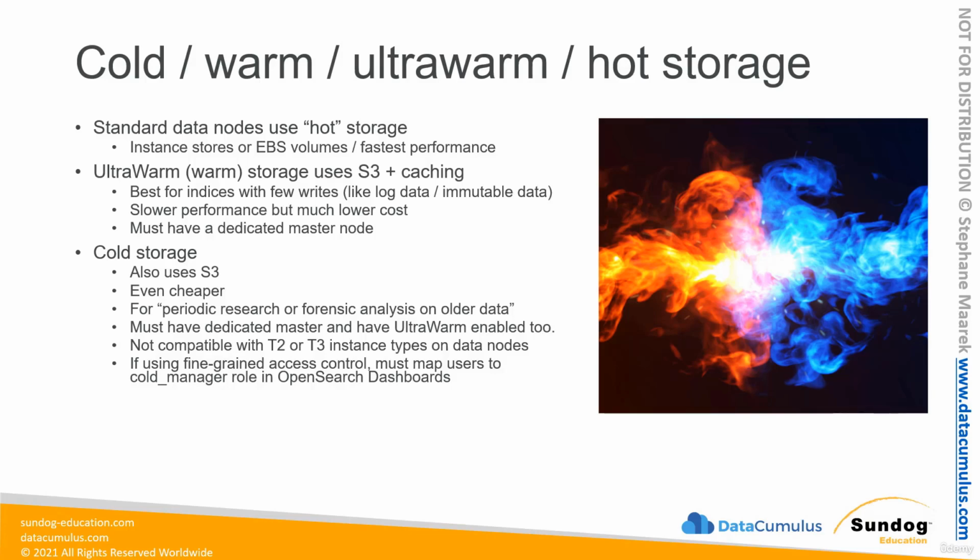One gotcha with cold storage is that it is currently not compatible with T2 or T3 instance types on the data nodes. And if you are using fine-grained access control, you need to map users to the cold manager role in OpenSearch Dashboards to use it properly. So a couple of implementation details there. And you can also migrate your data between different storage types as you want. And as we'll see, there are ways to actually automate migrating data from hot to warm to cold storage over time if you want to. So you don't have to decide up front what kind of storage you want for your data. You can actually move data in your indices back and forth between them as needed.